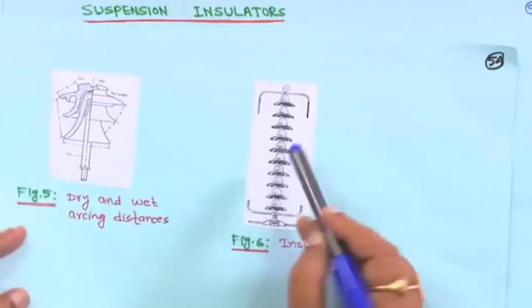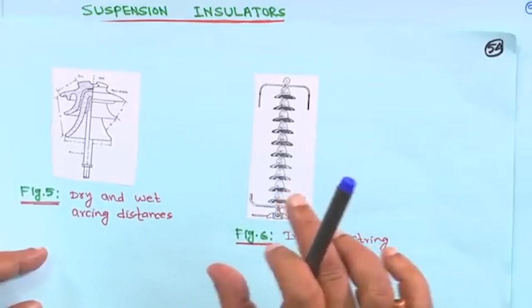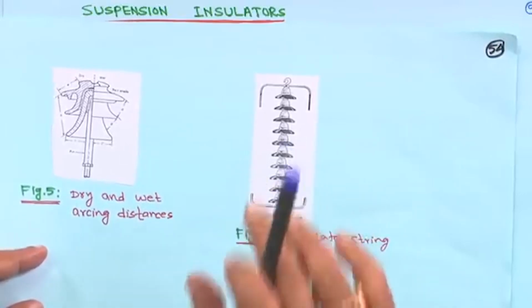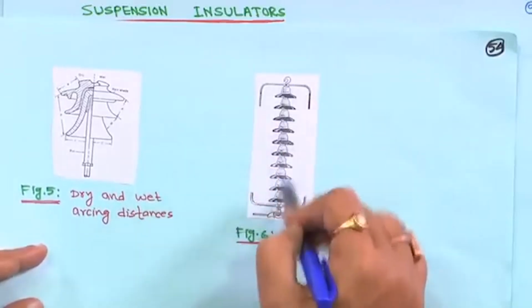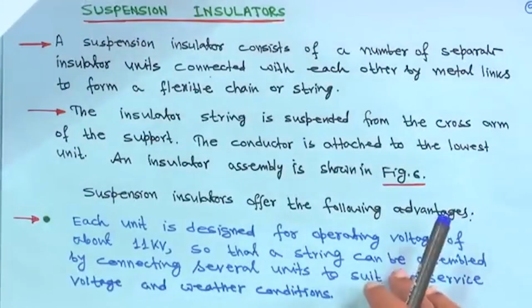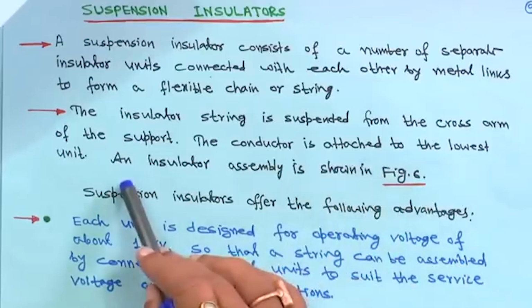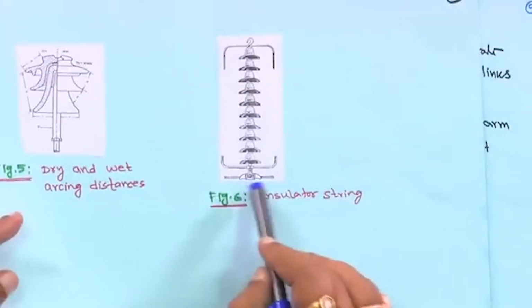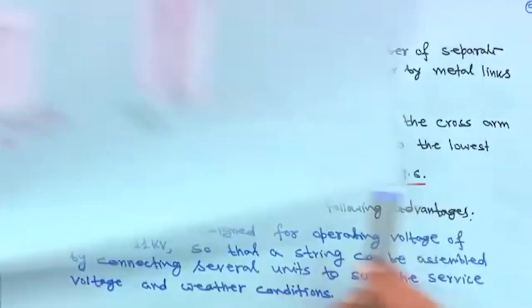Suppose you have this tower, and you have the cross arm, and from the cross arm the string is suspended. You might have observed this in a transmission tower. So, the conductor is attached to the lowest unit of the insulator. The conductor is connected at the bottom.